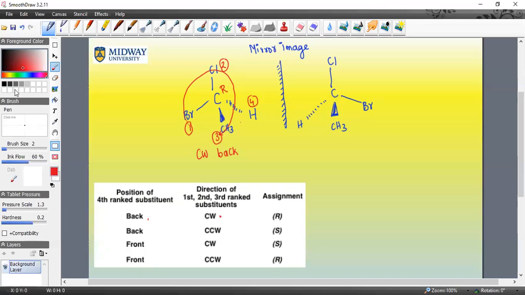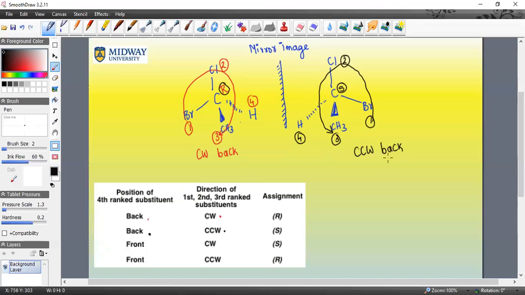Now let's get a different color. Maybe a black. Okay, that works. Now assign priority again. 1, 2, 3, and 4. Okay, now connect 1, 2, 3s. 1, 2, 3 can only be connected counterclockwise, right? And hydrogen is in the back. So counterclockwise and back is S. So this is actually S and this is R.